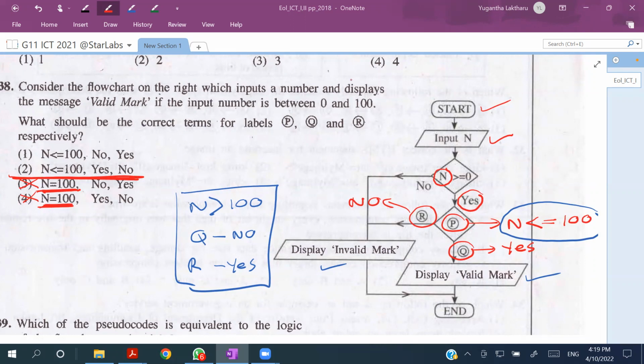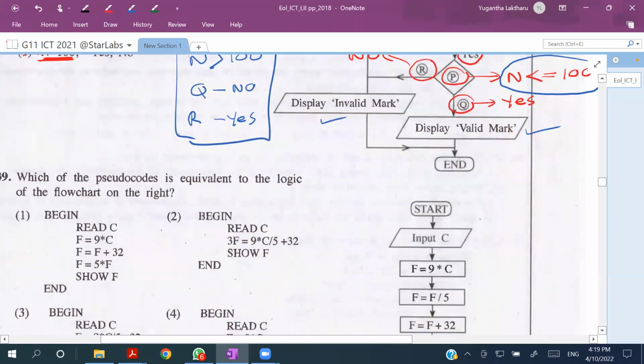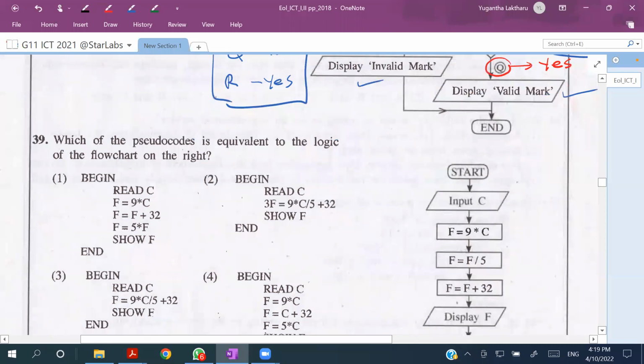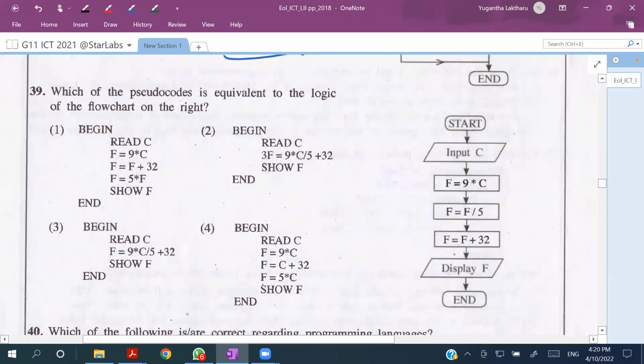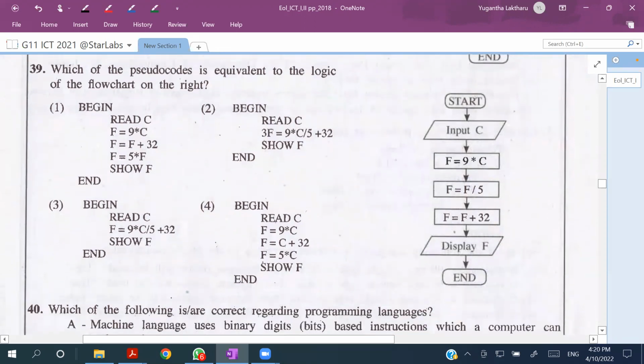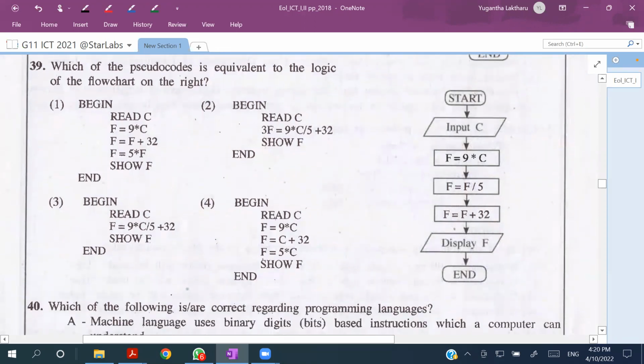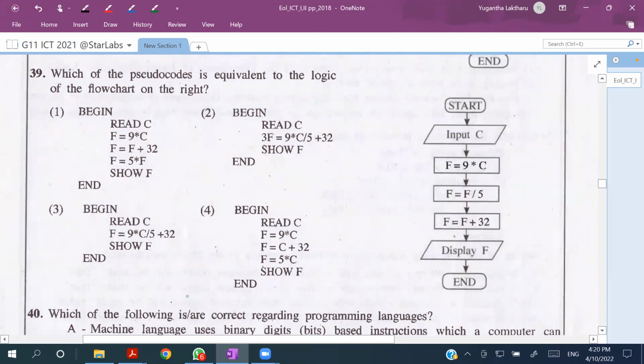Okay, great. Moving to the 39th. Which of the pseudocodes is equivalent to the logic of the flowchart on the right? Okay, it's a little bit tricky, right? So you have to be very careful when you are dealing with this kind of thing.